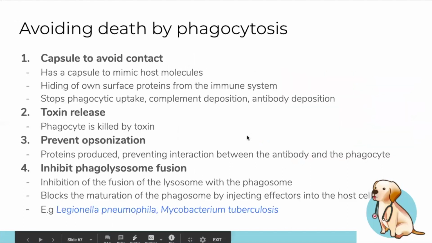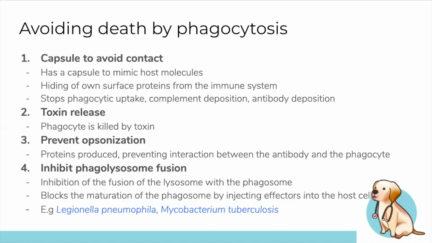So in efforts to avoid death by phagocytosis, which is a pretty big way our body gets rid of bad things, a bacterium either has a capsule to avoid contact, so it just has a bunch of stuff around it. Let's say a sugar capsule. It just looks like your body just goes, oh, that's just sugar, it's fine. And it prevents the phagocyte from detecting that it's bad and then eating it. You've got toxin release. So if your bacteria spits out a toxin that's bad for the phagocyte, your phagocyte will get killed.